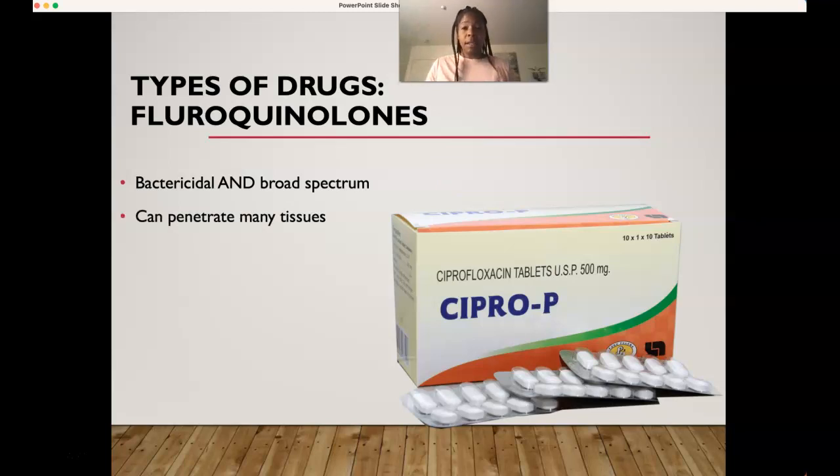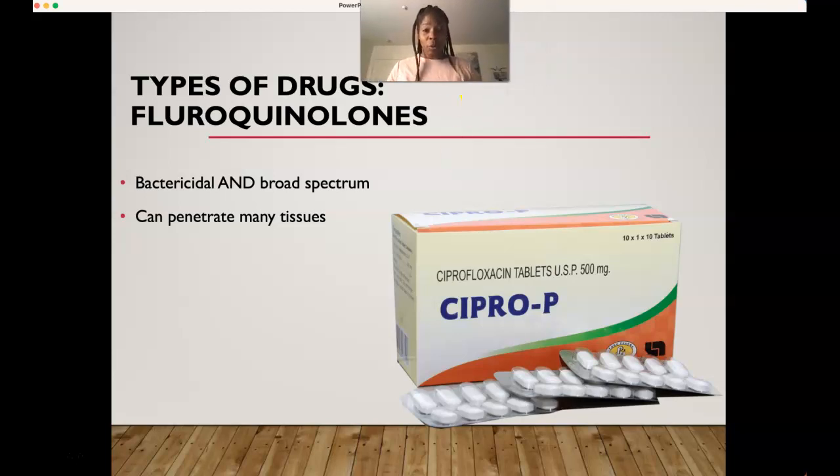But the great thing about this particular group is that they can penetrate many tissues. So if you're uncertain where the origin of the bacterial infection occurs, this would be a great type of drug to prescribe. They are effective orally, so you can see their dosing here. They come in dosing packs for the patient, making it easy as we think about the patient's ability to take drugs and to be reliable in taking the drug.